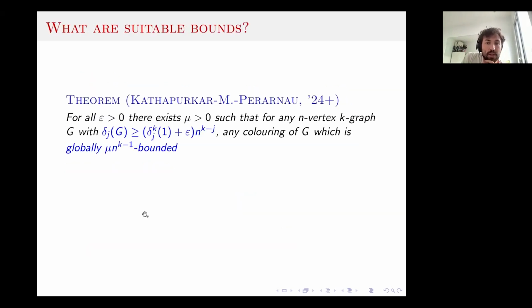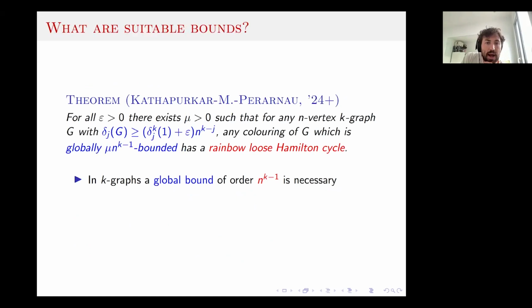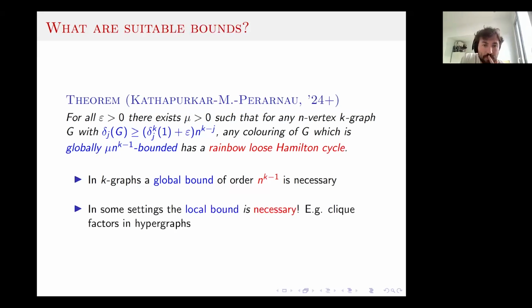So there's our result again. And as I said, if you're looking at k-graphs, a global bound of this order is necessary. Otherwise, you just might not have enough colors to get your rainbow thing. And getting the precise constant seems very hard, even in the complete case. So we're more interested in the type of bounds that are necessary.